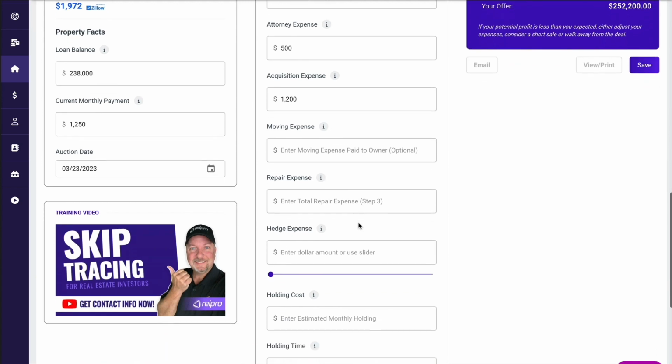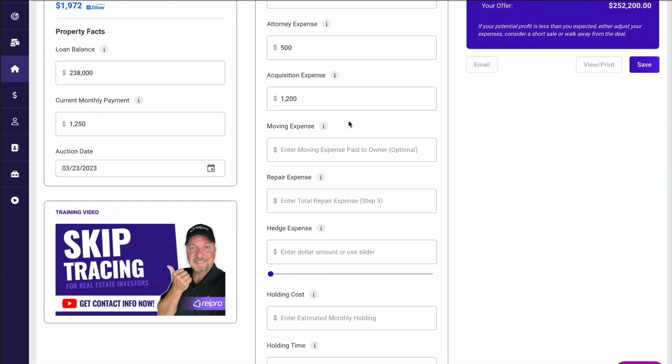As we scroll down, you're going to see moving expense. A lot of times the owner can't afford to move out of the house. Now, keep in mind, if the owner has already moved out of the house, then that just makes your life a little bit easier. But generally, if they're in the house, they can't afford to move. A lot of times we will offer $5,000. Here's the thing. Don't give them the $5,000 until the house is all cleaned up and they're ready to go.